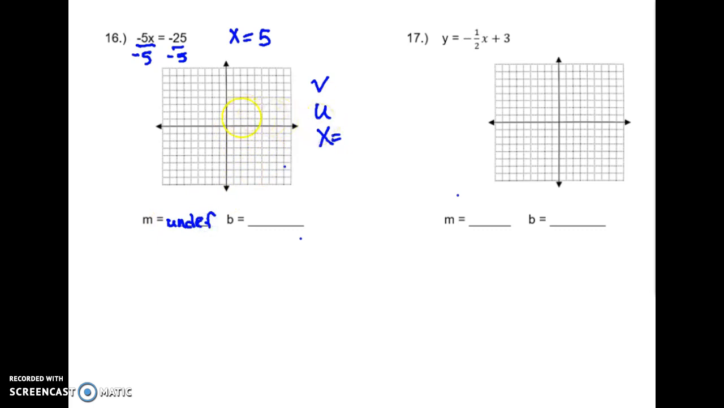All right. And I'm going to go to x is equal to 5. 1, 2, 3, 4, 5. And I'm going to make a vertical line. Okay. Notice, am I ever going to cross the y-axis? Nope. So it is none.